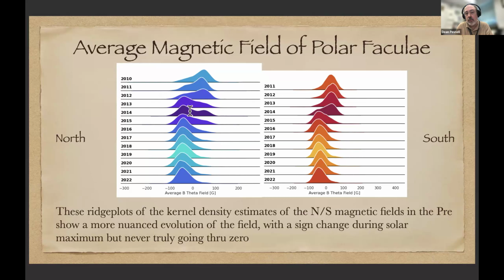This azimuthal field goes to 0, and about 2 years later, between March of 2014 and March of 2015, the southern hemisphere goes through a 0. But we never really see a nice sign change like we see in the north. But once again, even as we go into solar minimum in both cases, there are faculae that have oppositely directed magnetic field.